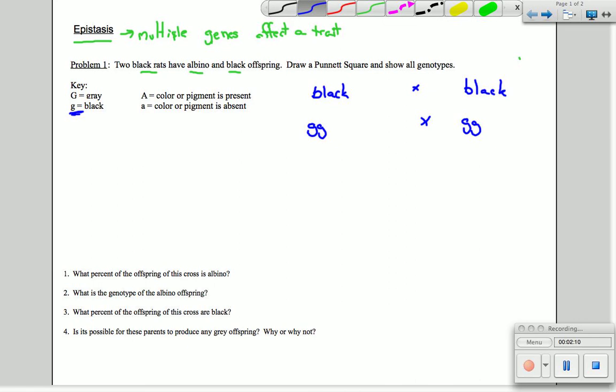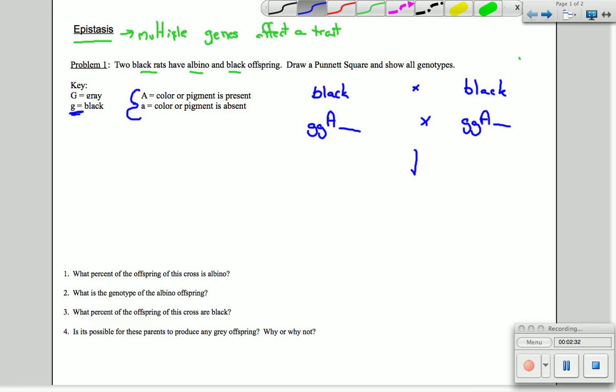But now what about the A's? What about the second trait here, considering whether pigment is present or absent? Well, because I can see that those rats are black, it means that they have pigment. So I know they have at least 1 copy of the dominant trait. I don't necessarily know what the second copy is, pigment being present or absent.